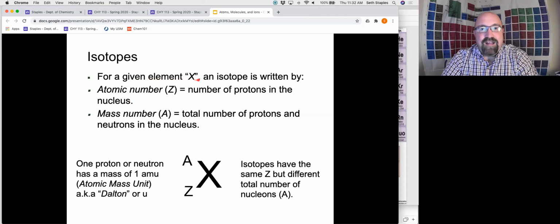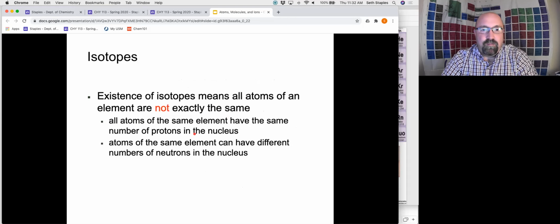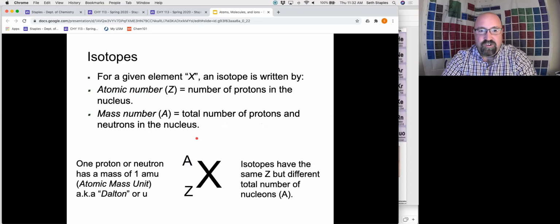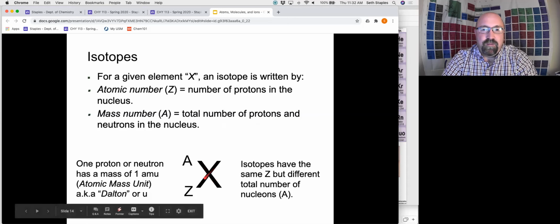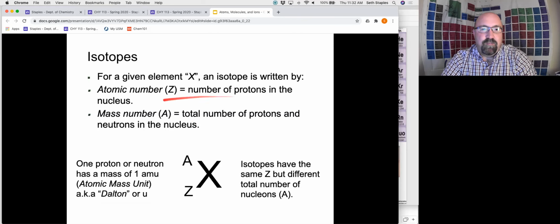And so for any given element, X, any generic element, once again, our symbology here is our elemental symbol with our mass number as a superscript to the left, and our atomic number, which may or may not be written depending on if it's there or not. But that's equal to our atomic number, our number of protons in the nucleus. And remember that the atomic number Z, that's our number of protons, and the mass number is our protons plus our neutrons.